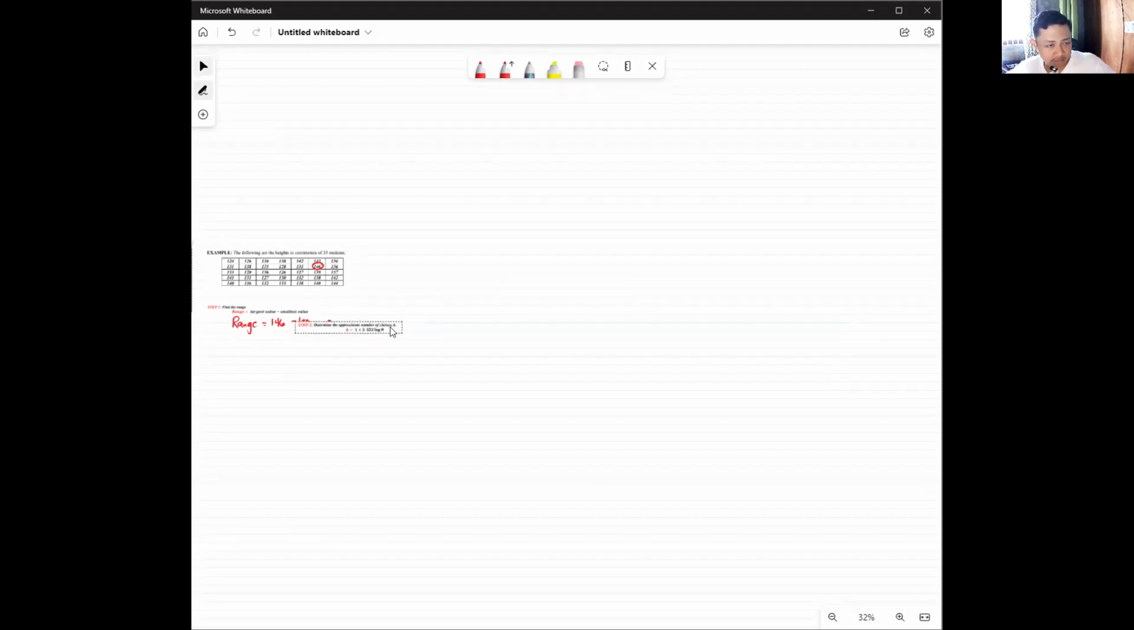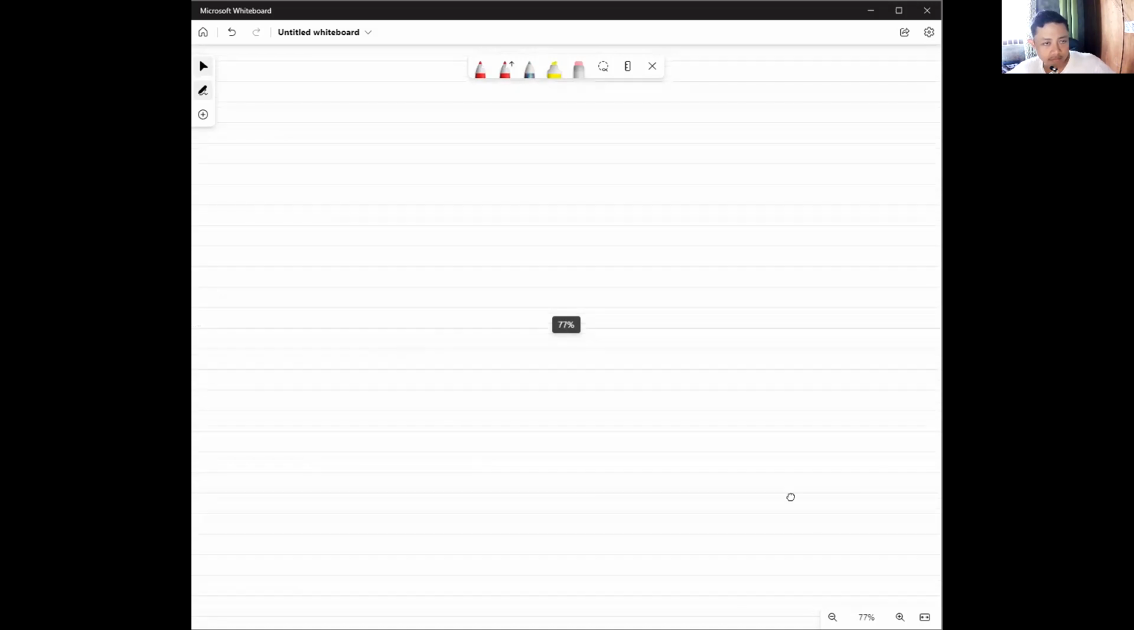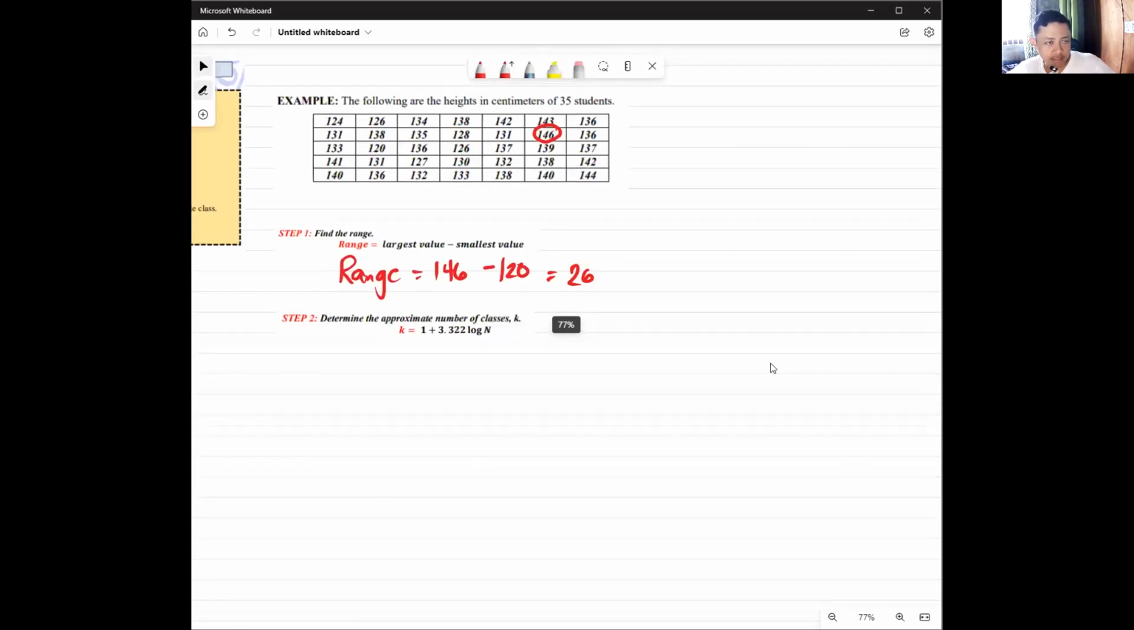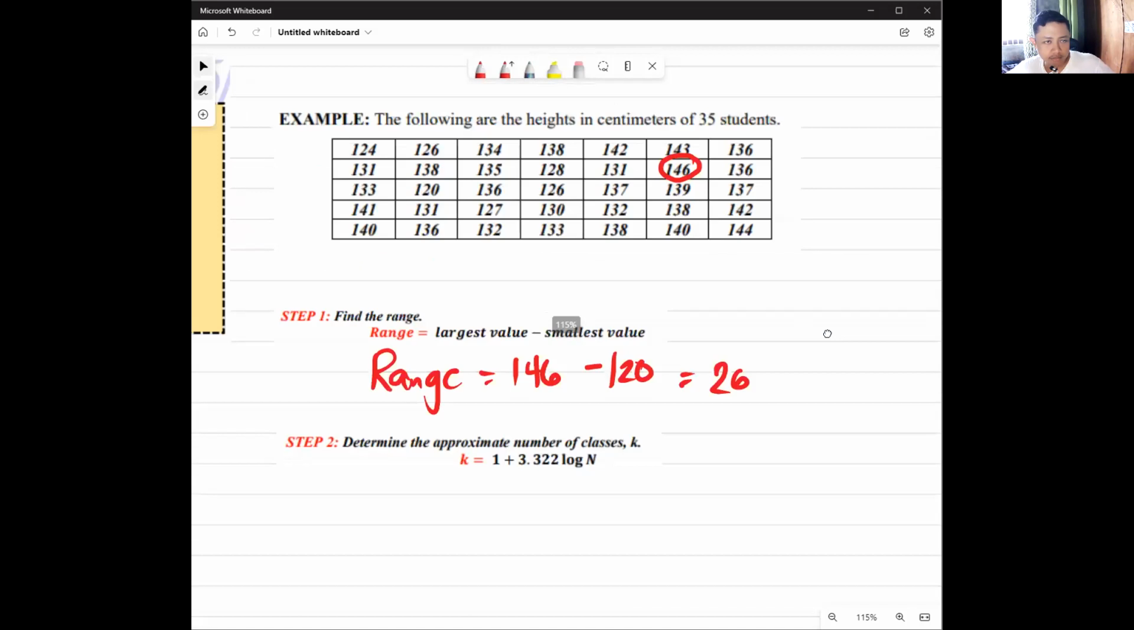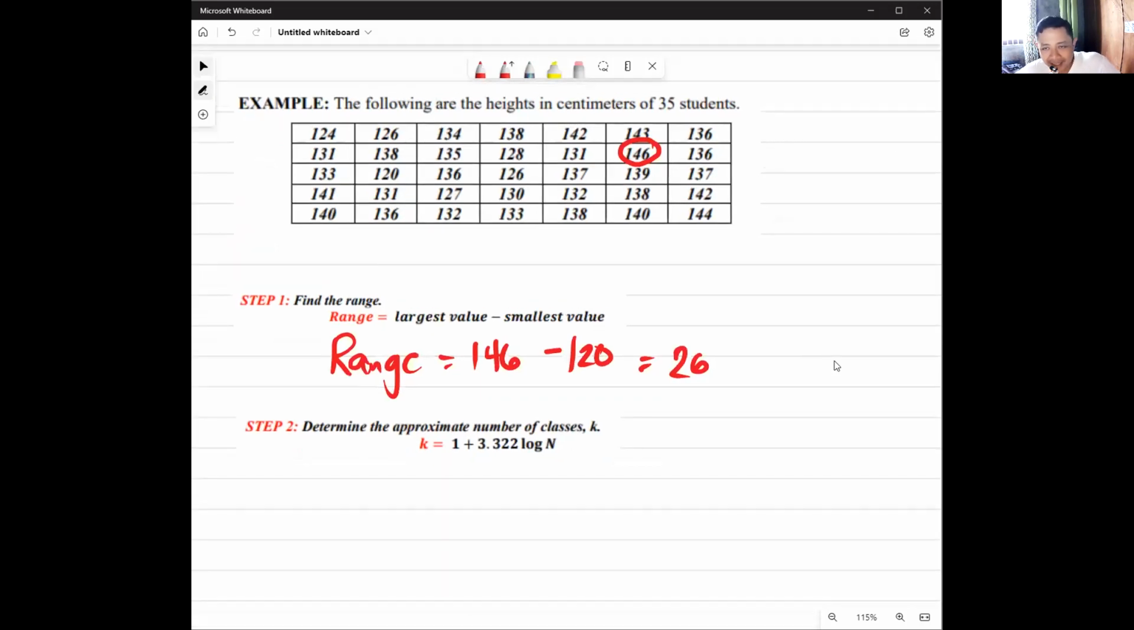I don't like the interface of this new whiteboard that I'm using. It updated, and I don't like what it's doing. Okay, nevertheless, let's continue.